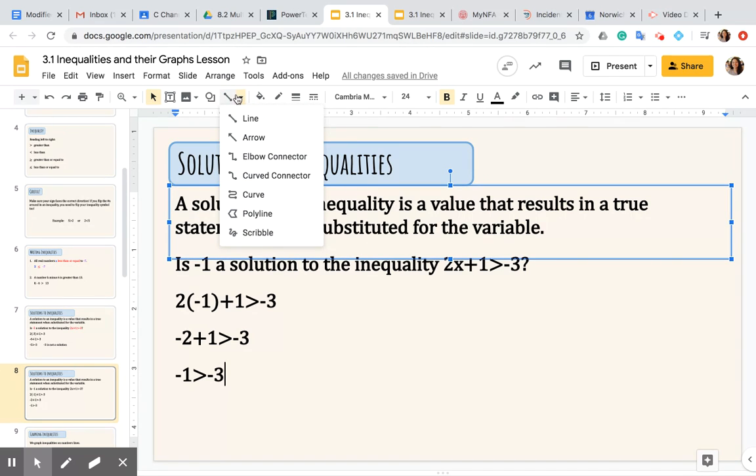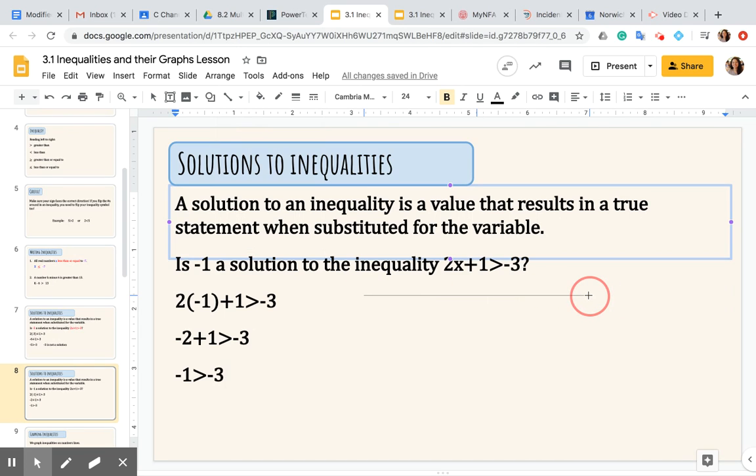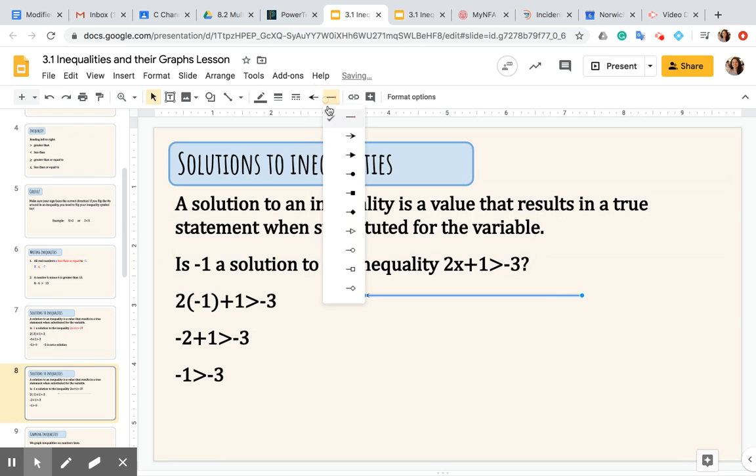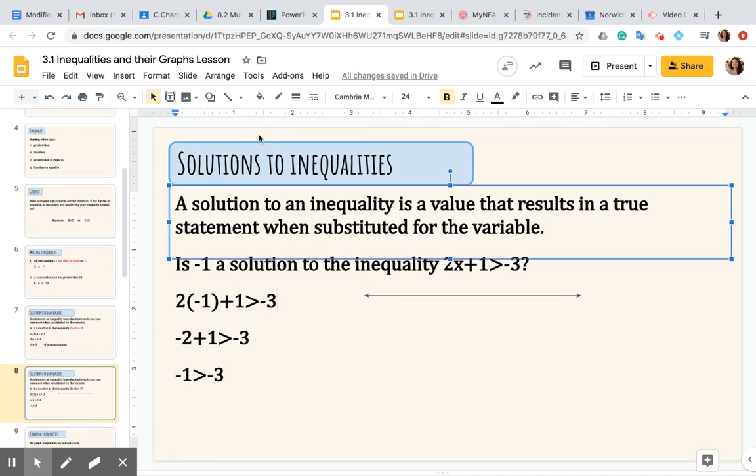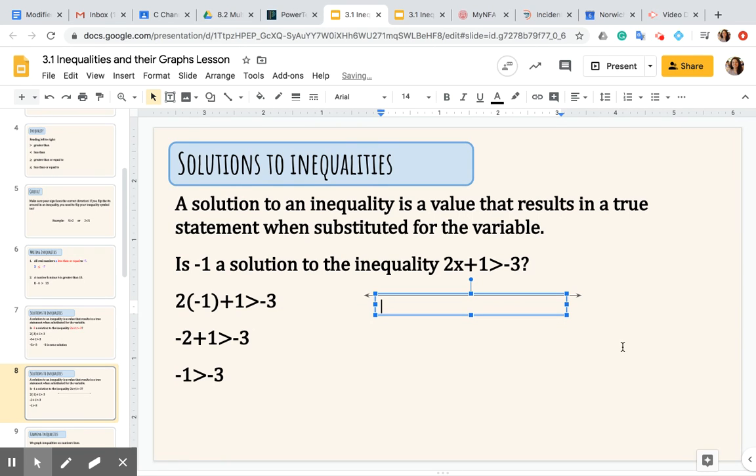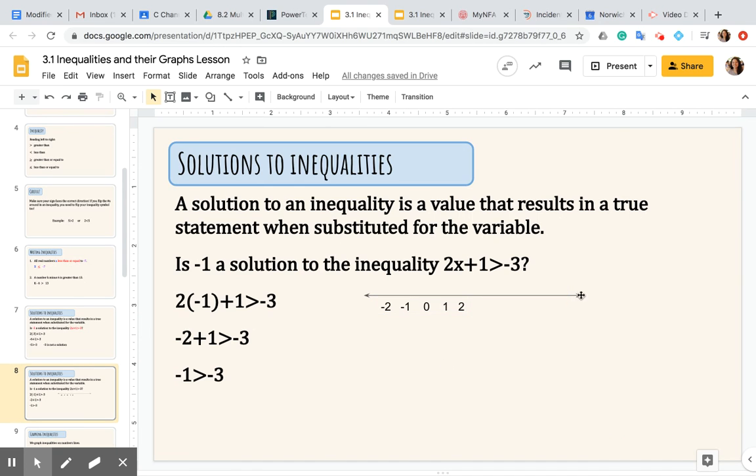If I draw a number line, right? You guys can see how I create number lines here. And if I were to number this number line, I'm going to start by doing some negatives. -2, -1, 0, 1, 2, and so on, right? If I were to number this, let me make it shorter here.